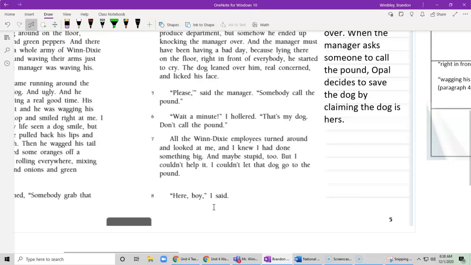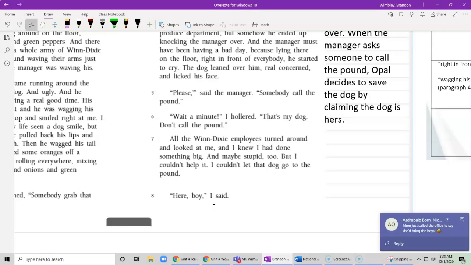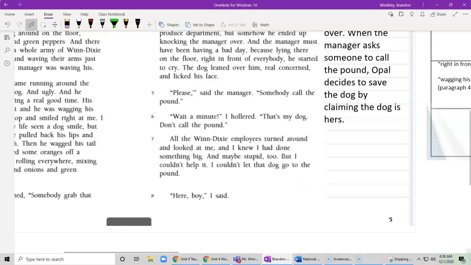Please, said the manager, somebody call the pound. Wait a minute, I hollered. That's my dog. Don't call the pound. All the Winn-Dixie employees turned around and looked at me, and I knew I had done something big, and maybe stupid too. But I couldn't help it. I couldn't let that dog go to the pound. Here, boy, I said.